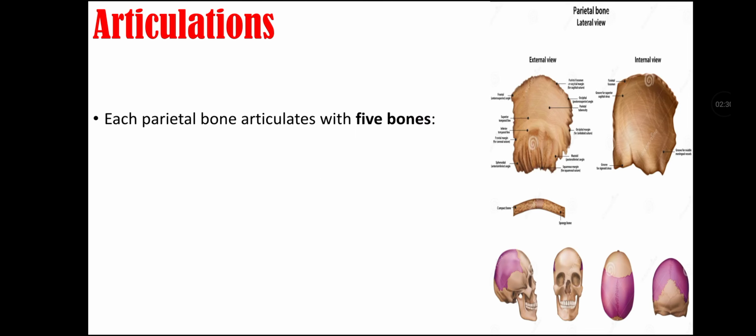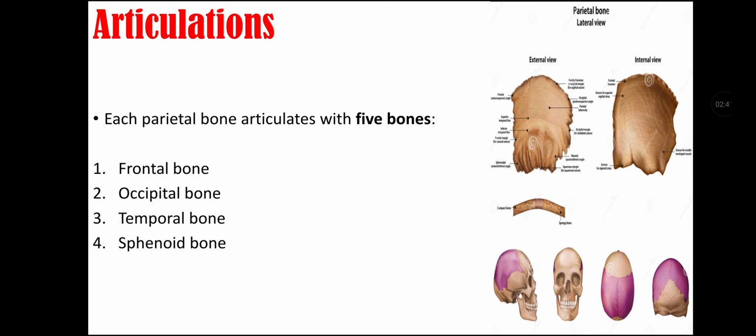Articulations of parietal bone. Each parietal bone articulates with the five bones. It articulates with the frontal bone. It articulates with the occipital bone posteriorly. It articulates with the temporal bone inferiorly, and also it articulates with the sphenoid bone at anterior inferiorly, and it also articulates with the opposite parietal bone at superior area or superior border.